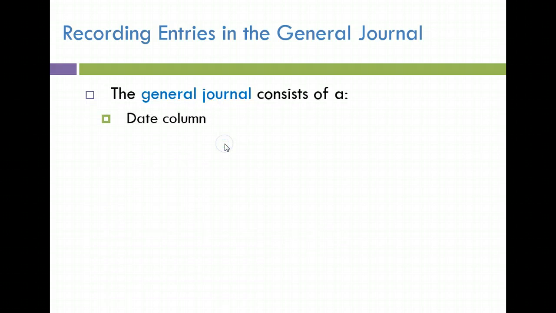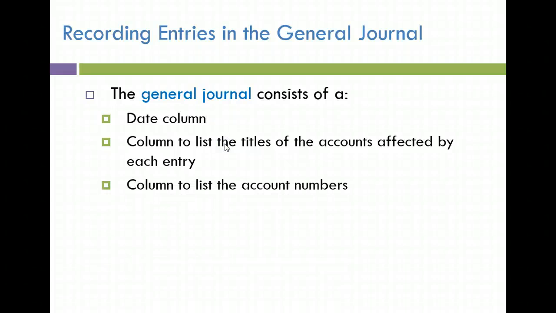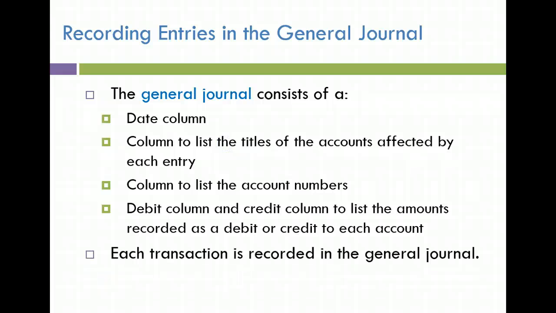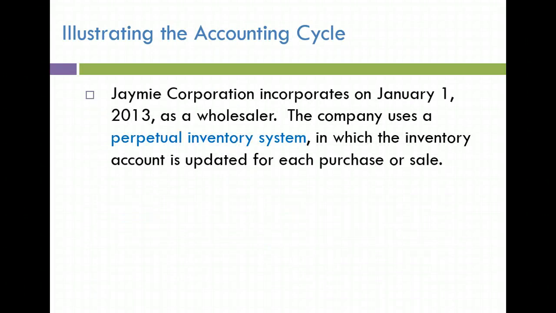Okay, so we basically have the date column, the account information, there should be a column that shows the account number, and then the amounts in the debit and credit columns are going to coincide with those accounts. Each transaction always gets recorded in the general journal, and we have to write an explanation below each transaction. So let's come up with an example here.